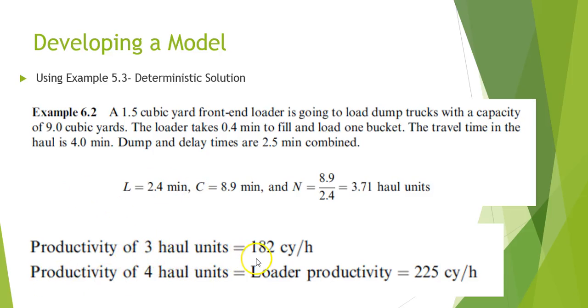And if we have 3 units, we see that we can have 182 cubic yards per hour hauled. And if we have 4 units, we can have 225 cubic yards per hour, which is in actuality the loader productivity. So by having an extra truck, even though there's extra costs, we can maximize the loader productivity. If we only use 3, we have times when that loader is sitting. We talked about that already, so this is just a verification of that.